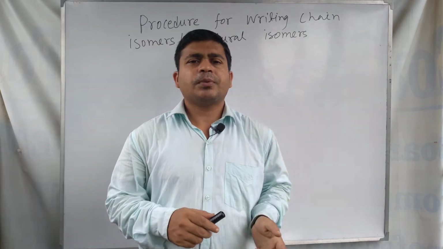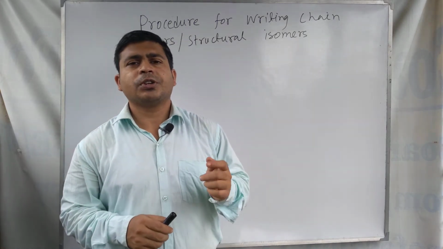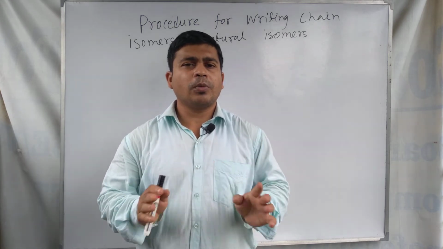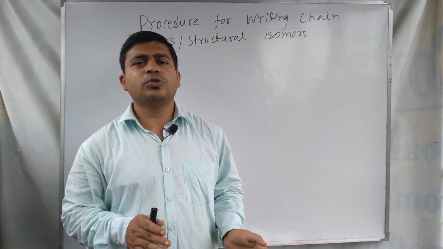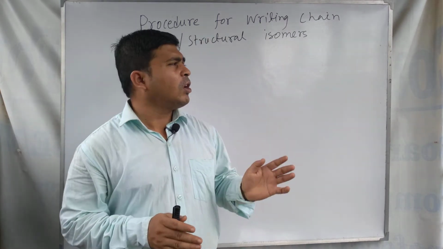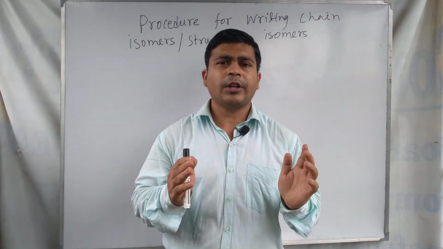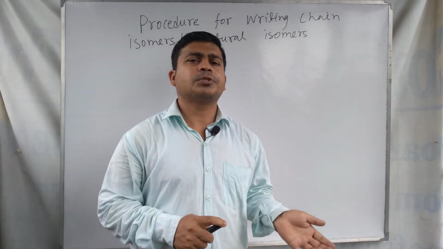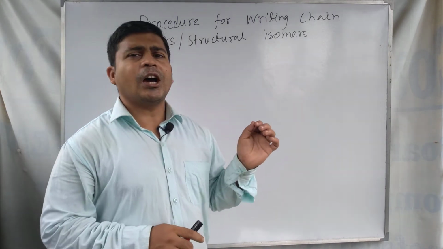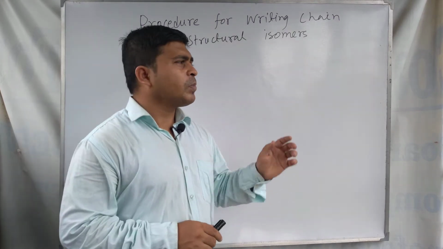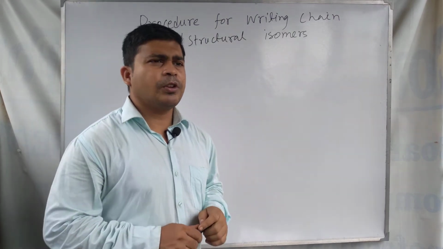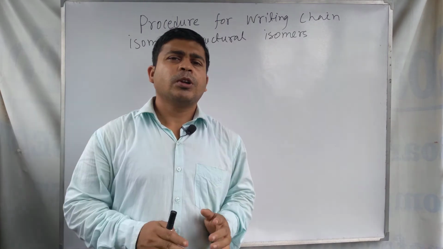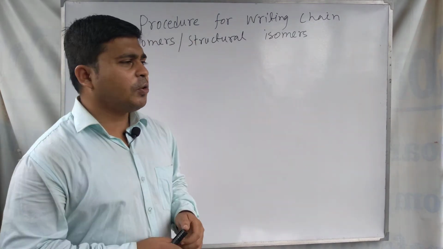What are the steps that we need to follow? There is no common formula that can be used to find the possible structural isomers for a molecular formula. So this procedure is the only way to find the number of possible structural isomers for a given molecular formula. So we discuss this topic.